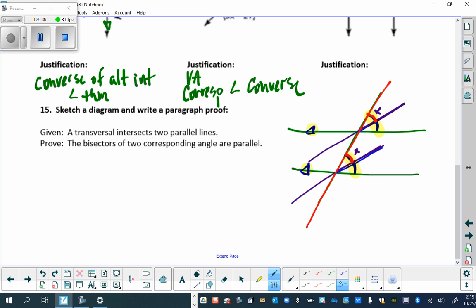So this angle measurement here is going to be the same as this one. Those bisectors create corresponding angles that are congruent. So if those corresponding angles are congruent, then the bisectors are parallel. Sound okay? All right.